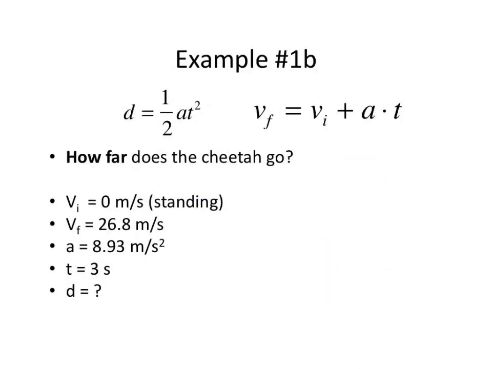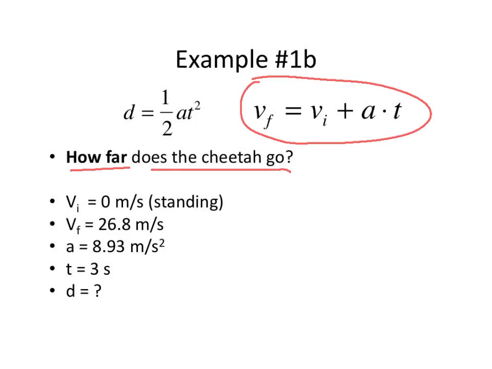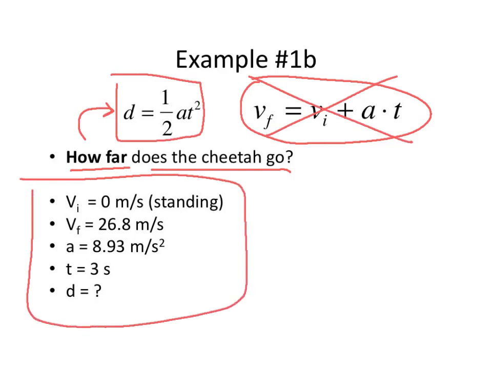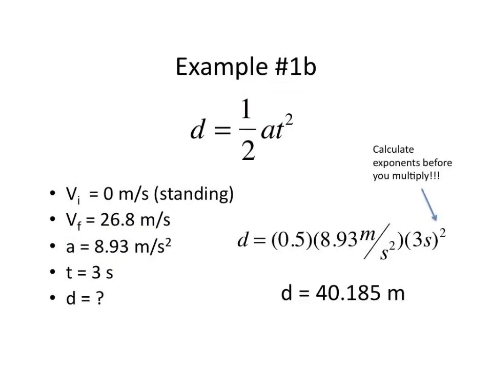The second one, example 1b, is asking how far does the cheetah go? Okay, anything in this equation, velocity, acceleration, and time, none of these things are going to tell you how far. That would be a distance. This is the equation that has distance in it. So I'm going to list everything that I have. It's going to be helpful. You know that it was standing, so it has an initial velocity of 0. It sped up to 26.8. That's its final velocity. It accelerated at 8.93 for 3 seconds. We don't know how far it went, so we're going to use our other equation.